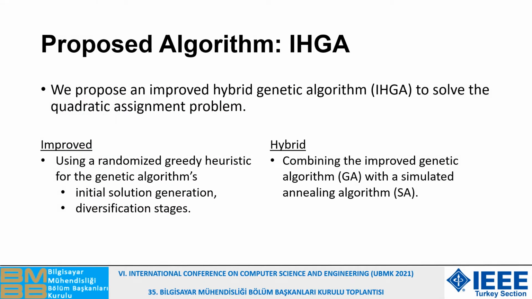To solve the quadratic assignment problem, we propose an improved hybrid genetic algorithm, shortly IHGA. It's improved because we employ a randomized greedy heuristic for the initial solution generation and diversification stages of the classical genetic algorithm. It's hybrid because we combine the improved genetic algorithm with a simulated annealing algorithm.